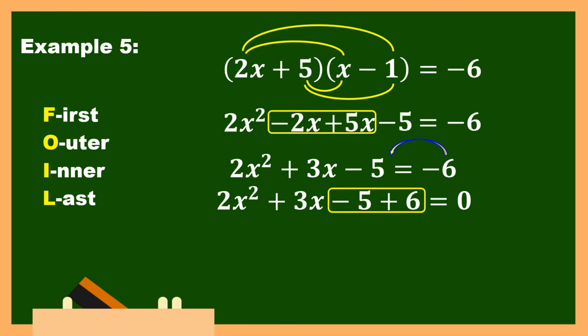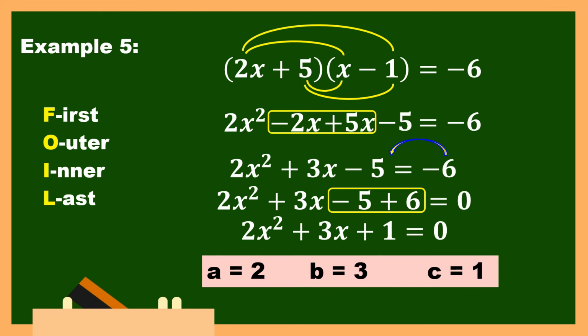Another, let us combine the like terms negative 5 and positive 6. So, unlike sign pa rin, kaya tayo ay magsa-subtract. So, 6 minus 5 equals 1. And the standard form of the equation ay 2x squared plus 3x plus 1 equals 0. At kung kukunin natin ang value ni A, B at saka C, si A ay equal to 2, B is equal to 3, and C is equal to 1.